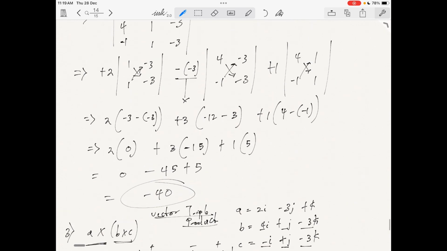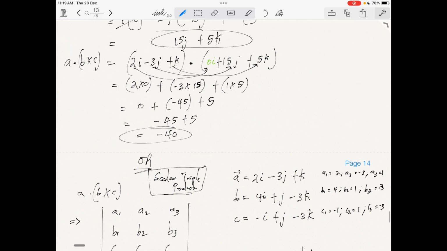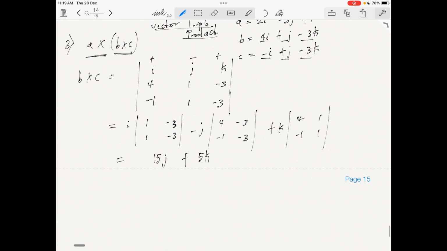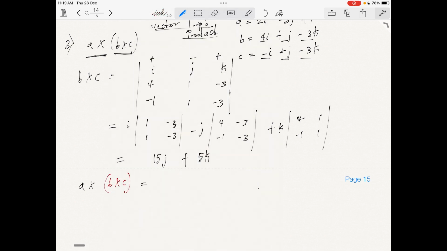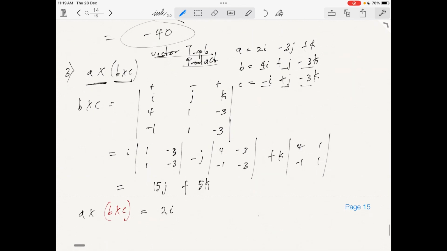15j plus 5k. So now, after evaluating our B cross C, all we have to do is evaluate A cross B cross C. Now, to make more sense, let's do this. Our A will be 2i minus 3j plus k, cross product with our B cross C, that's 15j plus 5k.